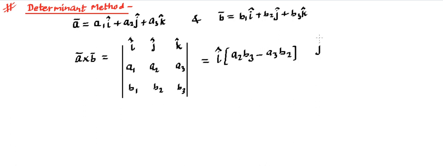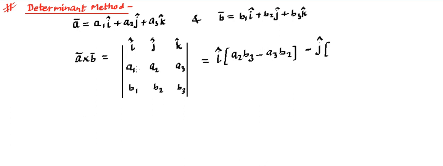Then we will be moving towards the next element in that row, which is J cap. Now here the sign goes alternately, so I cap we will take as positive, and before J cap we place a minus, and then we will find the coefficient of this J cap. When we are expanding for J cap, the column it belongs to and the row it belongs to will not be considered. So our elements will be A1, B1, A3, B3.